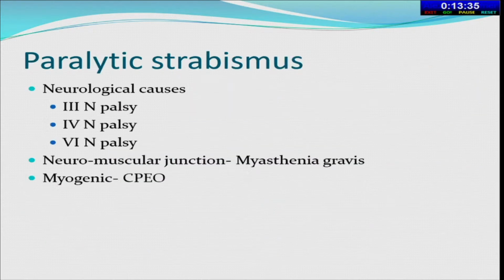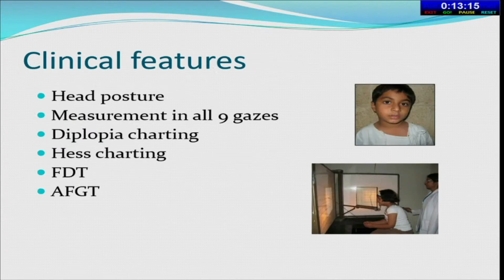In paralytic strabismus there can be neurological causes in the form of third nerve palsies, fourth nerve palsies, and sixth nerve palsies, which will form the major bulk of this presentation. There can be a neuromuscular junction problem as in myasthenia gravis, or the muscle itself may be at fault as in chronic external ophthalmoplegia. To begin with, the clinical features, of course, include head posture so that the patient maintains binocularity. You have to take measurements in all 9 gazes, do diplopia charting, Hess charting, and do a force duction test and active force generation test as a basic clinical examination.